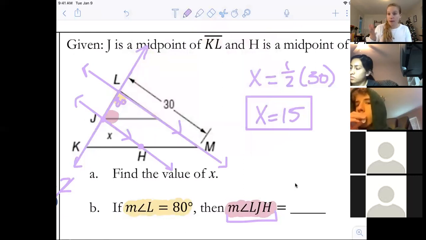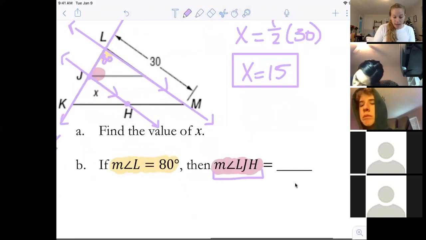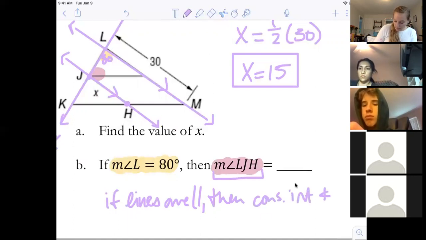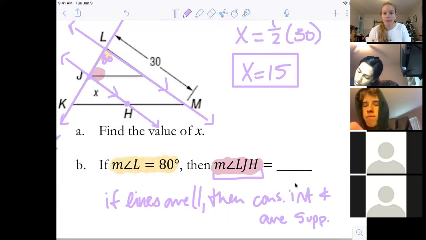If you didn't remember, we had like 7 types. We had linear pairs, vertical angles, and one of them was consecutive interior angles. And if we remember all the way back to our theorems, if lines are parallel, then consecutive interior angles are what? Supplementary. Supplementary, very good. They're supplementary.